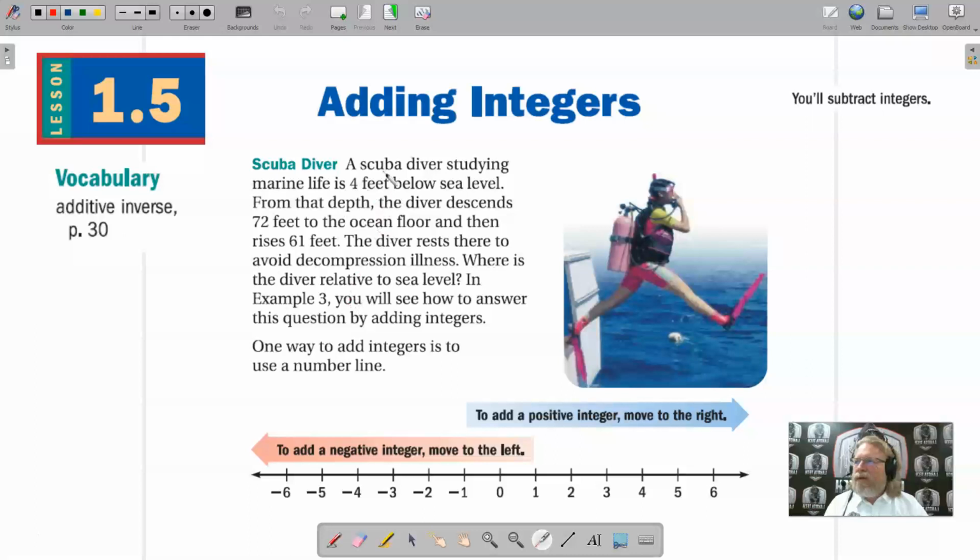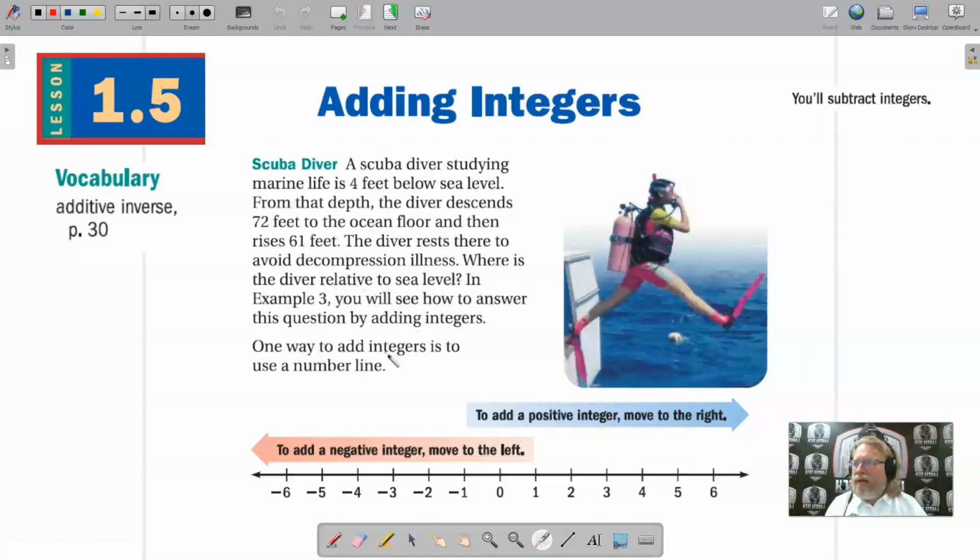So we're going to start off with this scuba diver example. A scuba diver studying marine life is 4 feet below sea level. From that depth, the diver descends 72 feet to the ocean floor and then rises 61 feet. So they're at 4 feet below the sea level. They dive down 72 feet. Then they come back up 61 feet. The diver rests there to avoid decompression illness. Where is the diver relative to sea level? In example 3, you'll see how to answer this question by adding integers.